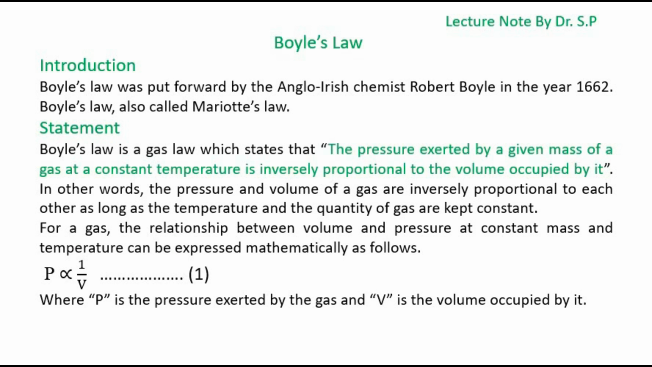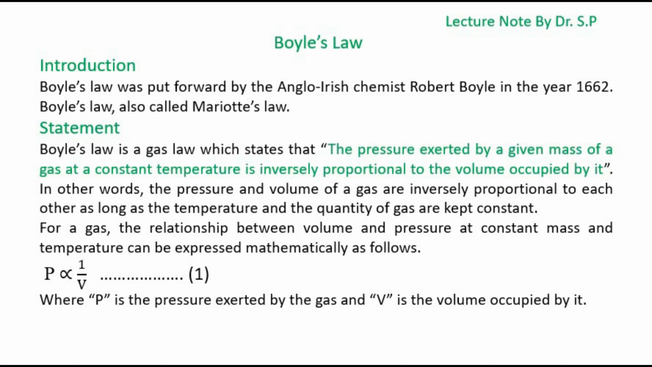of a gas at a constant temperature is inversely proportional to the volume occupied by it. In other words, the pressure and volume of a gas are inversely proportional to each other as long as the temperature and the quantity of gas are kept constant.